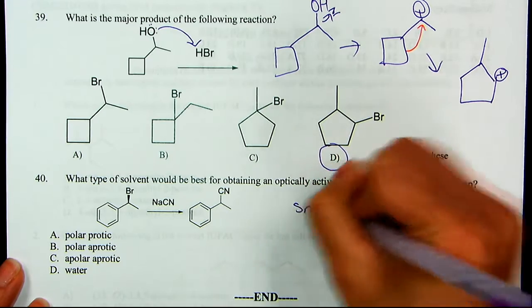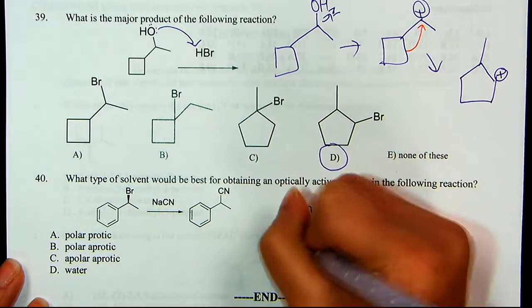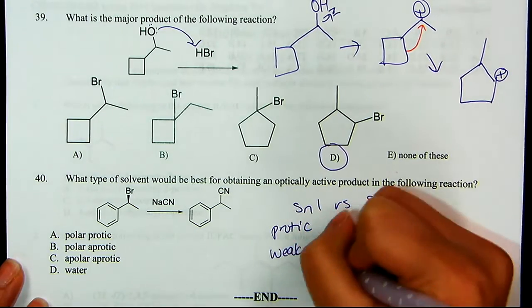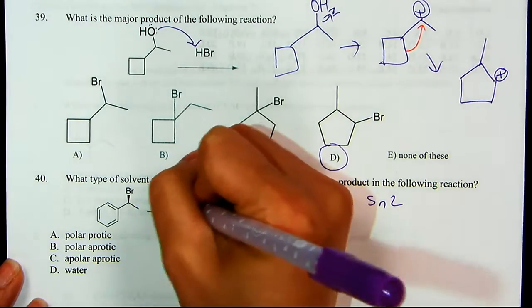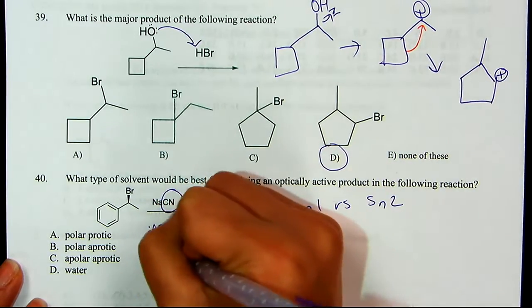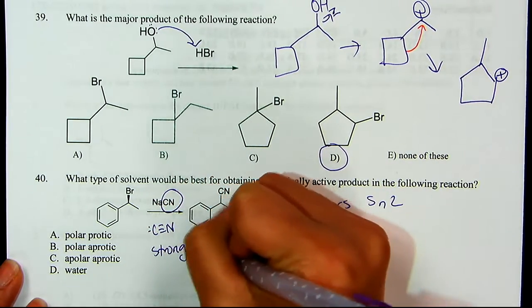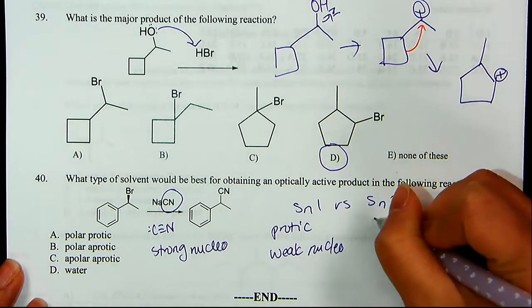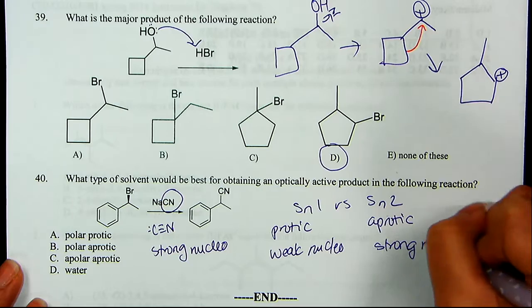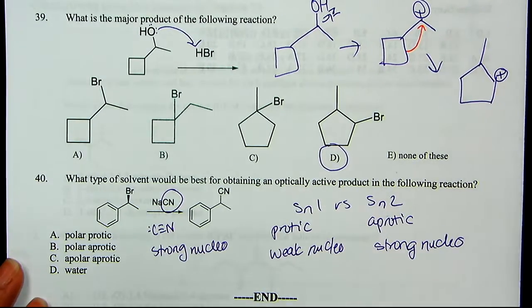So SN1 versus SN2. SN1 is going to be protic solvent and a weak nucleophile. Because if you look at it, CN functions as a strong nucleophile. So we follow an SN2 reaction. So SN2 is aprotic, strong nucleophile. Like that. Okay. So you want a polar aprotic solvent for this.